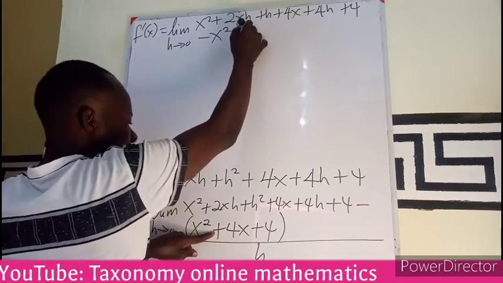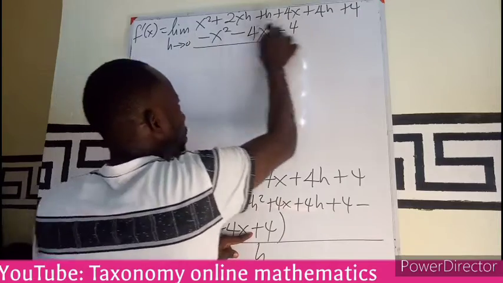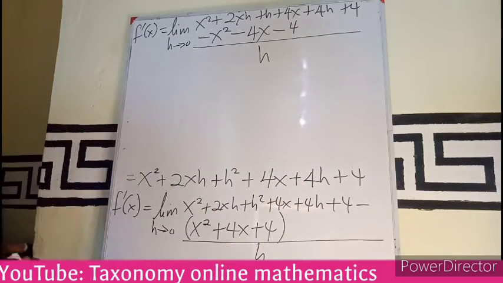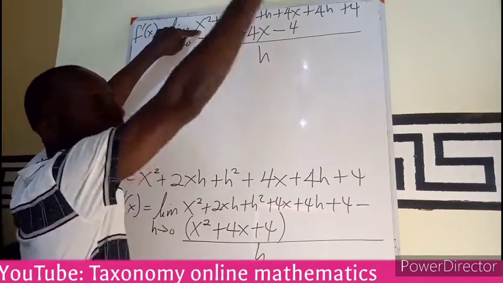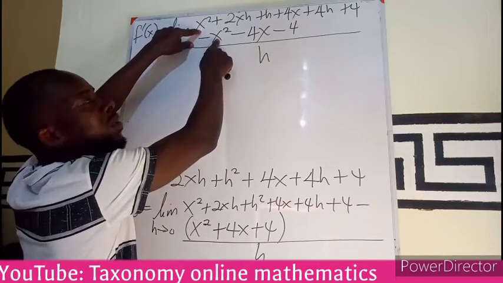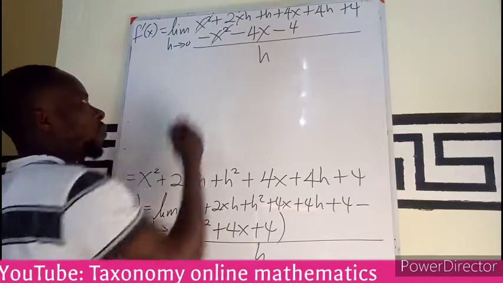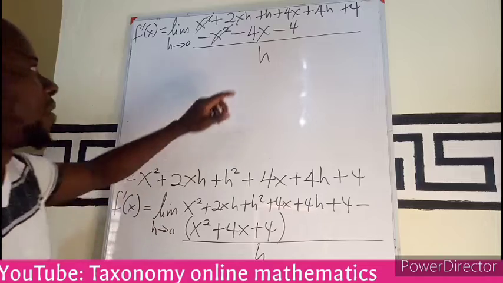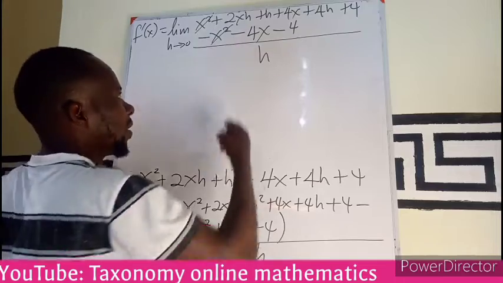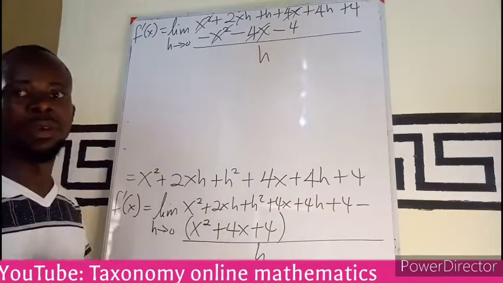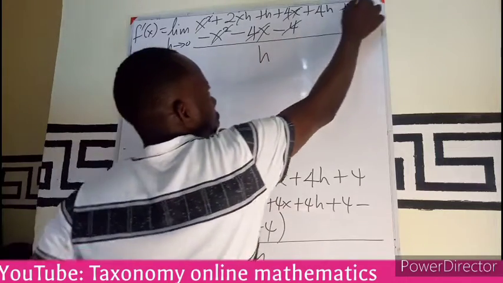Minus times this will give us minus 4x. Then times this becomes minus 4. All this over our h. So if you write this on one line, you will see that it's going to be x squared. If you are grouping like terms, it will be x squared minus x squared, so this and this will cancel. Another like term is 4x. We group them together, it becomes 4x minus 4x. That will also cancel out. Another like term will be 4 minus 4, so that will also cancel.